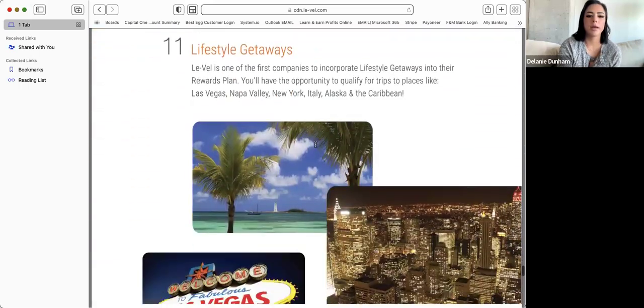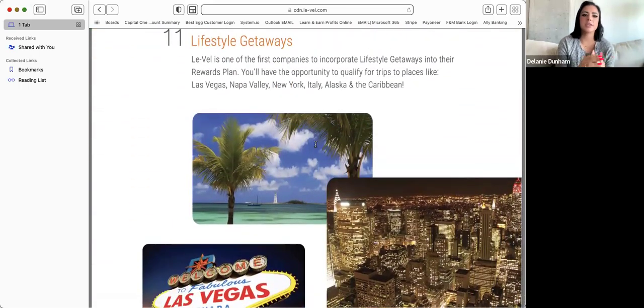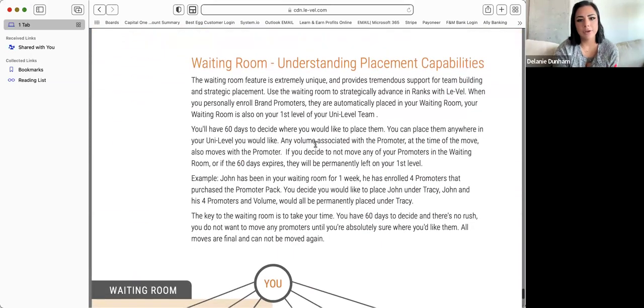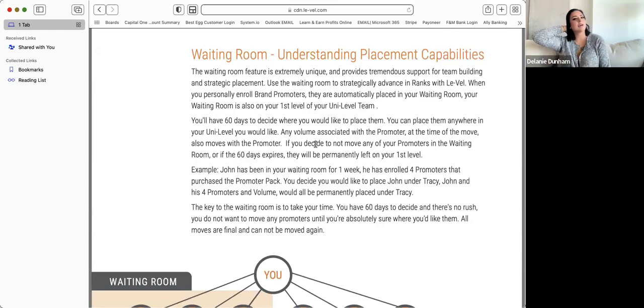So we have the lifestyle getaways. Usually we have 3 of these a year, and most of them open up to the first rank in the company. Right now we have one going on for 12K and above. There's some extra qualifications, but it's to go to Puerto Rico in February, and it's all inclusive. They literally pay for everything, and you can earn it to where you get to bring a guest and they'll pay for your airfare, your hotel, drinks, food, everything. Pretty cool.